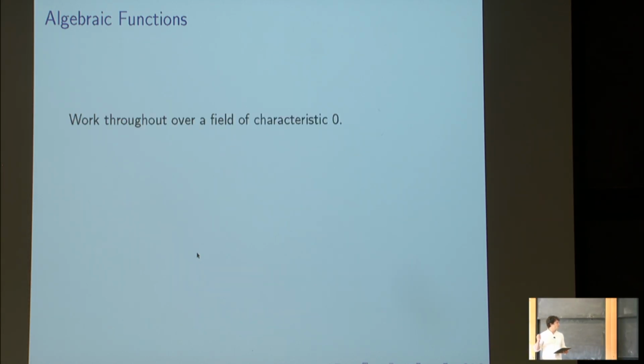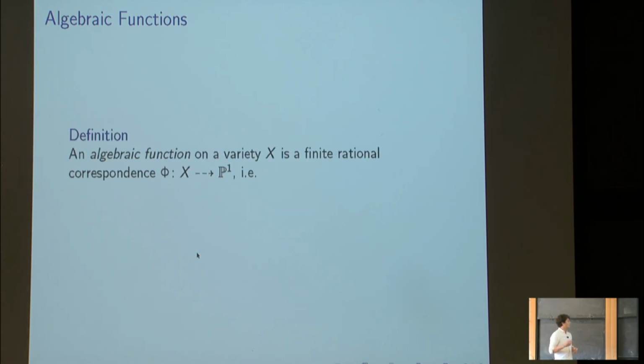All right, so let's get a proper definition so we know what we're talking about. I'm going to work throughout over a field of characteristic 0. And an algebraic function on a variety X is just a finite correspondence, a finite rational correspondence. So concretely, that means you have some branched cover, some quasi-finite generically étale map over X, and then you have a regular valued rational function on that.